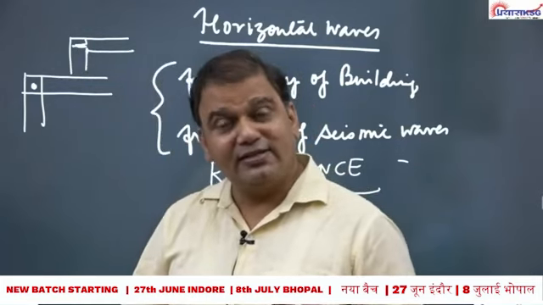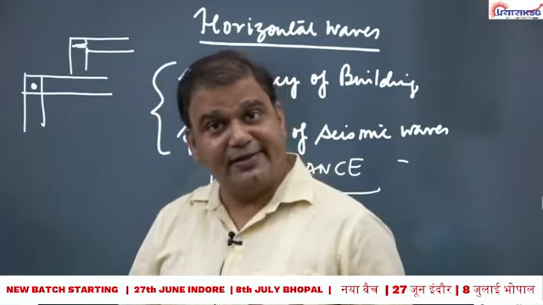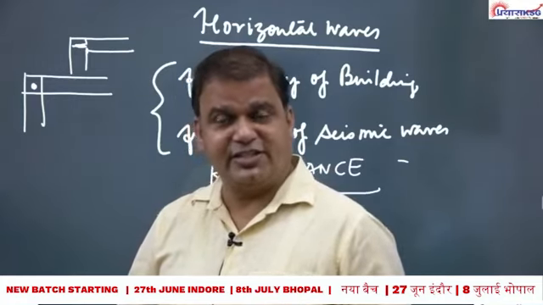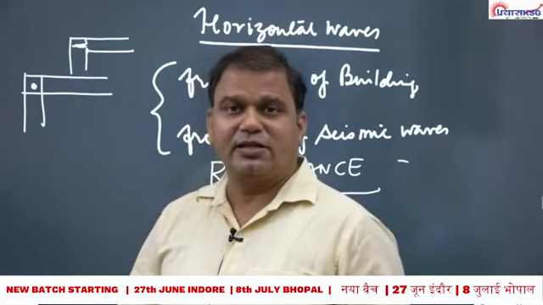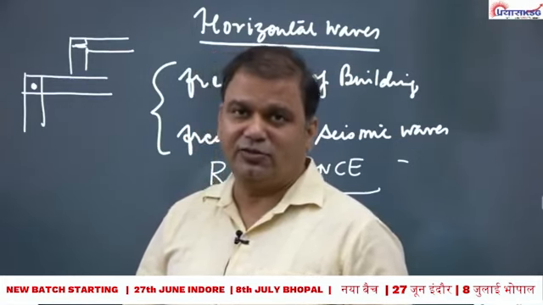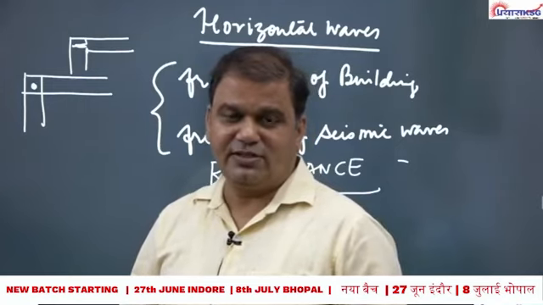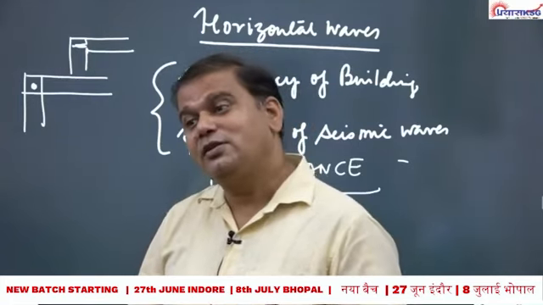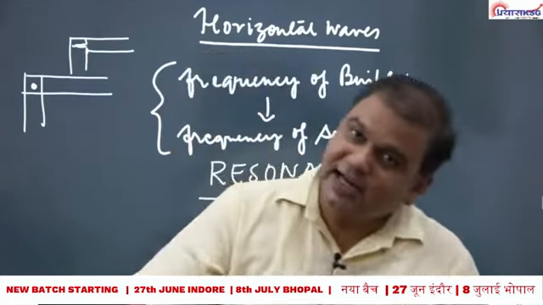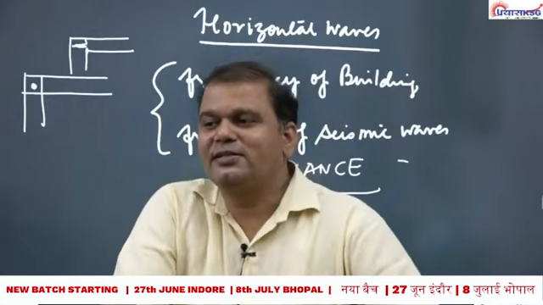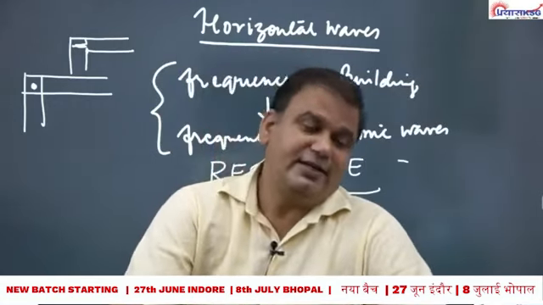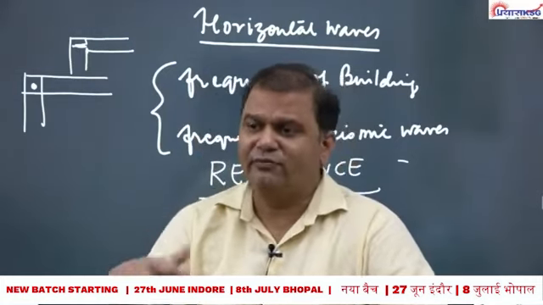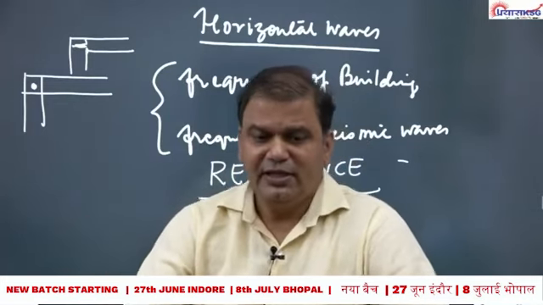Clear? So as far as earthquake resistant building is concerned, the first precautionary measure which has to be taken is that an earthquake resistant building would be created in a manner that there should be a mismatch between the frequency of seismic waves and that of the building so that no resonance effect would be generated. Is that clear? Fine. We'll discuss further how an earthquake resistant building can be created.